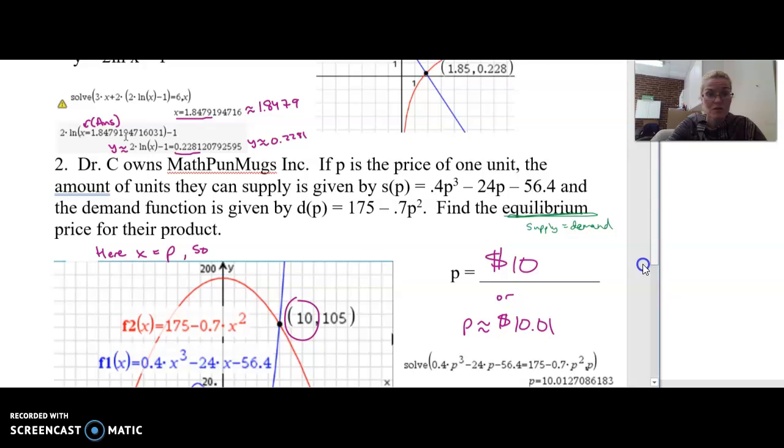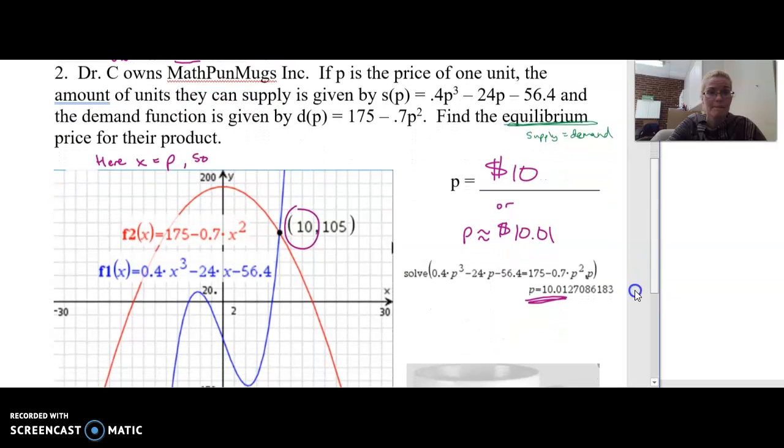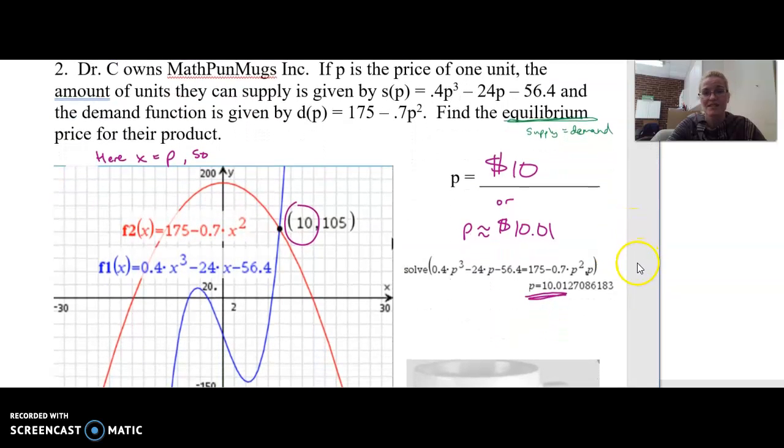For number 2, right, Dr. C owns Math Pun Mugs Incorporated. If P is the price of 1 unit, and the amount of units they can supply is given by S of P, so notice here, right, instead of it being S of X, where X is the number of units, this is S of P, right, so this is dependent upon the price. So slightly different than what we saw in our class notes or in the homework. But same idea, the equilibrium price is when the supply and the demand are equal.